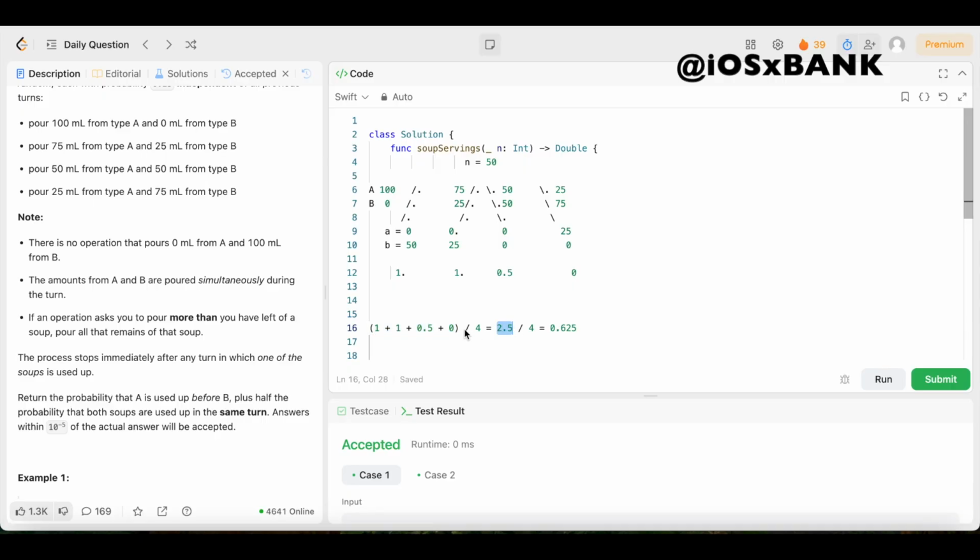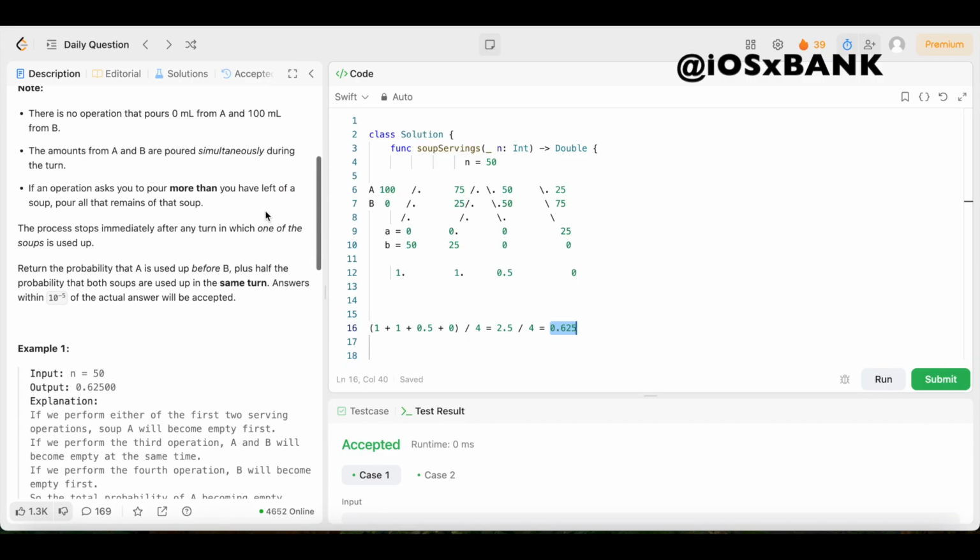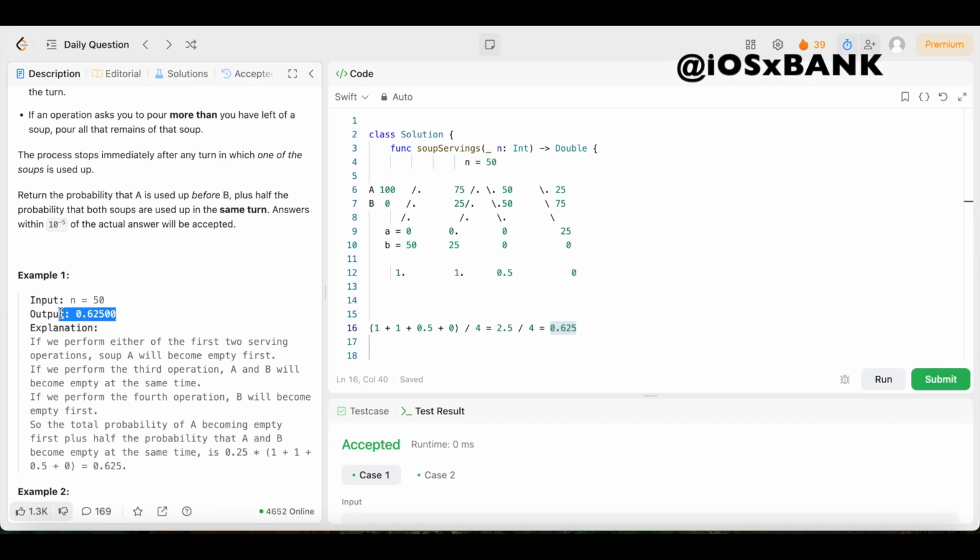But we need to divide it by 4. So remember, there's 4 different possibilities, so we're going to divide it by 4. So 2.5 divided by 4 is going to get us 0.625, which, as you can see, is our output. And that's how we got our output, y'all. Just like that. It was that simple.